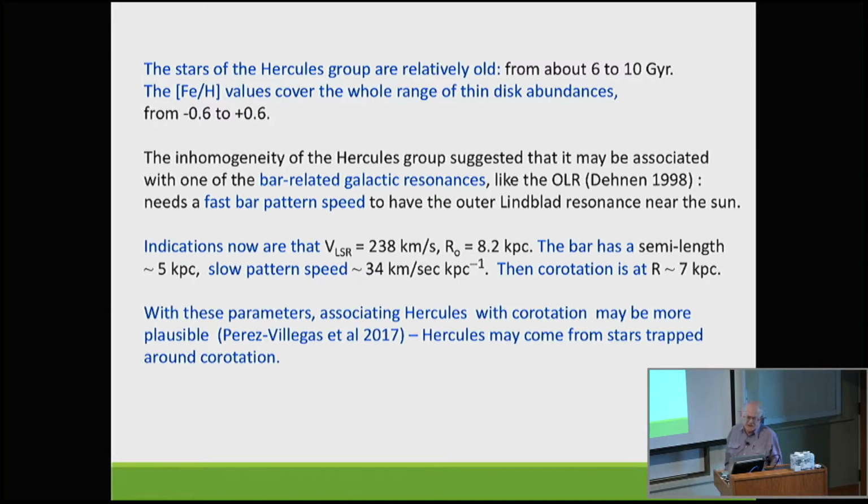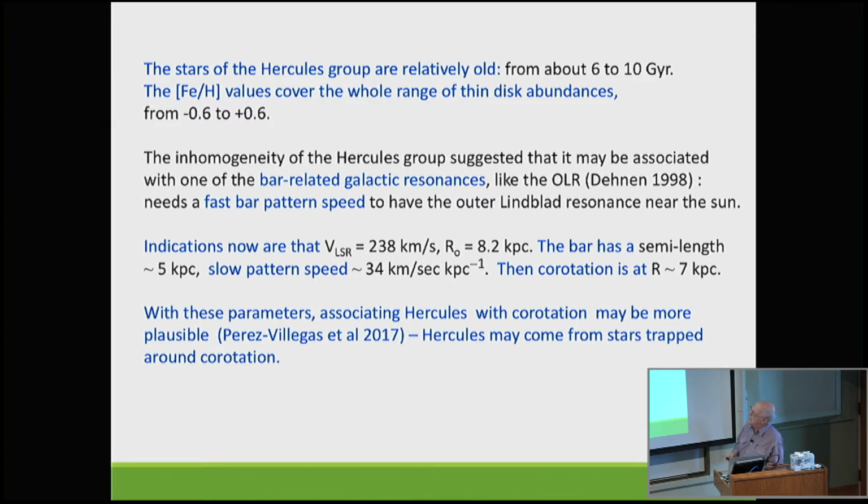And the inhomogeneity of it suggested that it might be associated with one of the bar-related galactic resonances, like the outer Lindblad resonance. To make that work, you need the bar rotating rapidly, which people thought it was at that time, and that puts the outer resonance near the sun. And it's just a resonance between properties of orbits of stars in the disk of the galaxy and the bar.